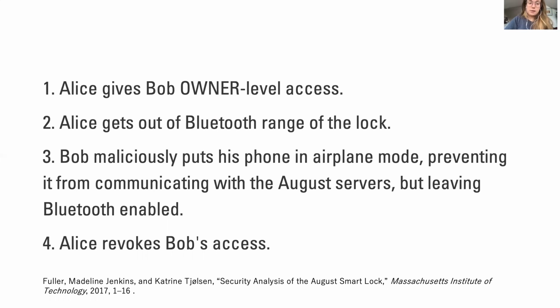Alice revokes Bob's access, so he, in theory, should no longer have access to the home. But because Bob's phone can't connect to the August servers, the Bluetooth device doesn't register this, and so Bob can still enter and exit the house. And also, due to an error in the system, in this period before Alice gets back into Bluetooth range of the lock, the system won't register Bob entering and exiting. Now, in the context of domestic violence, this seems to me like a really serious threat. So this means that someone who could pose a psychological, emotional, or physical threat to people in the household can now enter and exit.